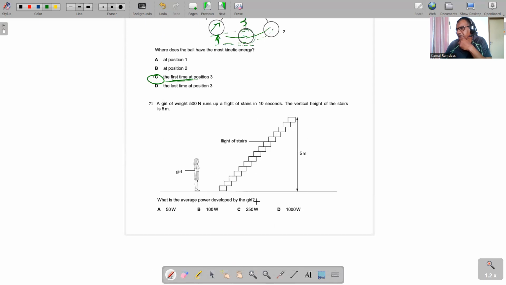A girl of weight 500 newtons runs up a flight of stairs in 10 seconds. The vertical height of the stairs is 5 meters. The kinetic energy changes to potential energy: 500 times 5 is 2500 joules. What is the average power? We divide that by 10, we get 250 watts.